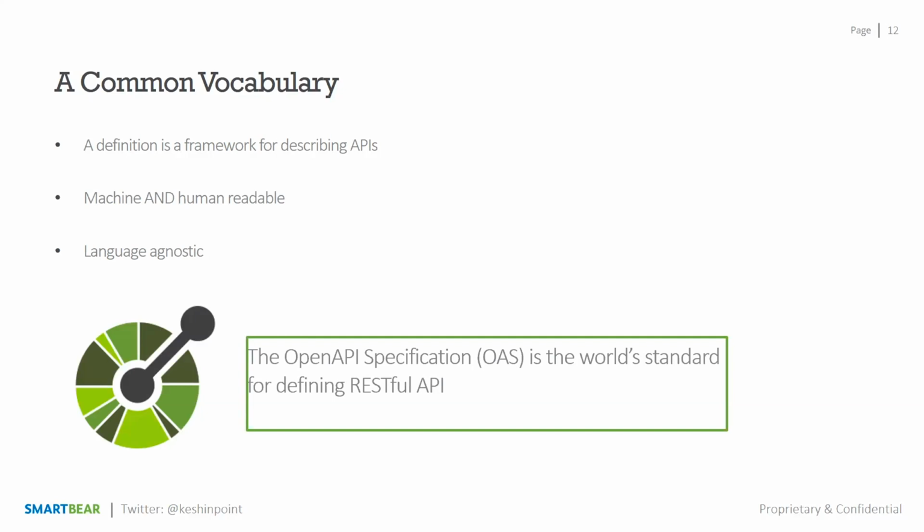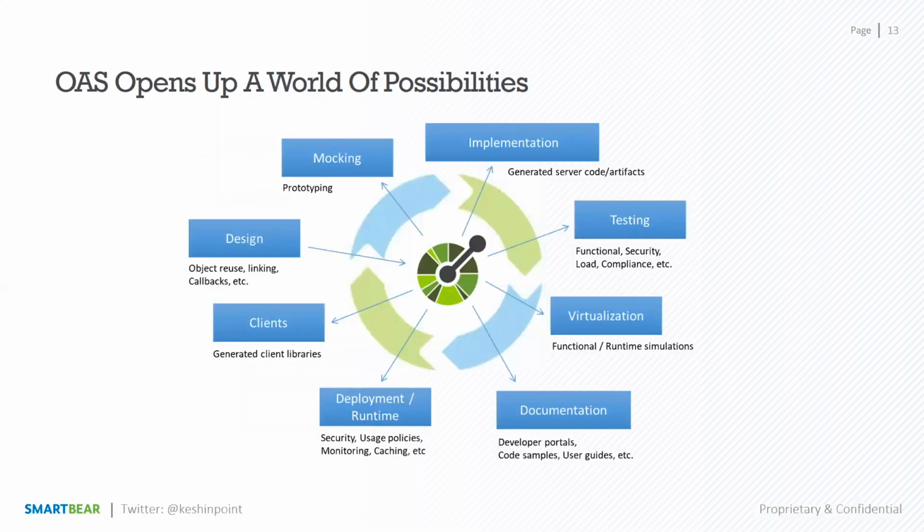That's the current version of the specification. And as I mentioned, it opens up a world of possibilities for you when you're actually building your APIs, all the way from mocking, implementation, to documentation, and creating and during the deployment and runtime.